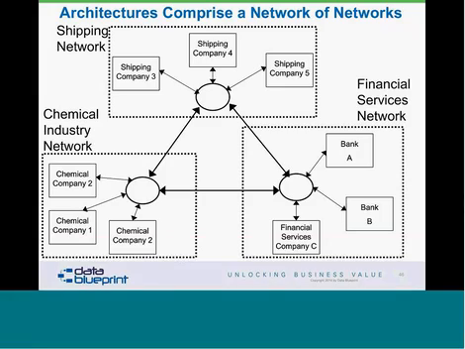And this is a diagram simply showing that there are networks of networks, or architectures, combined in order to show the linkages between the shipping network, the chemical industry network, and the financial services network that all go into getting product from a chemical manufacturer to a customer in this case.